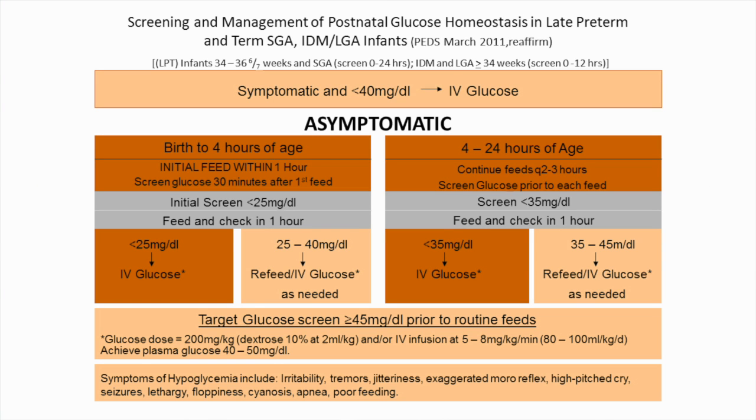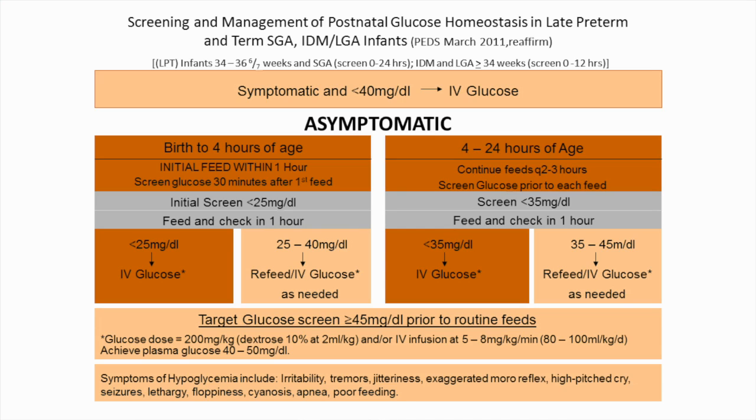So shown on this slide is the algorithm from the Academy of Pediatrics for screening and management of postnatal glucose homeostasis. 4 risk groups: late preterms, all of those babies should be screened. Term SGAs, term IDMs, term LGAs should be screened. And the babies that are late preterm and SGA should be screened every 3 hours for the first 24 hours. IDMs and LGAs should be screened for 12 hours.